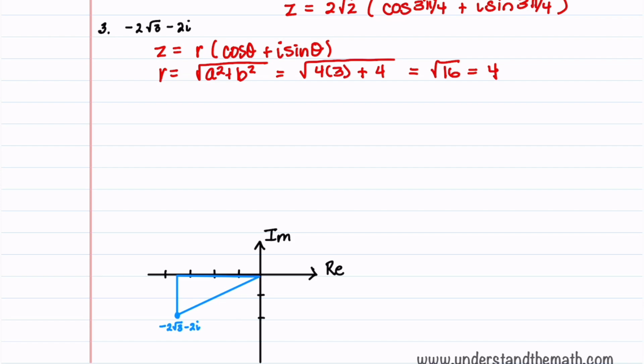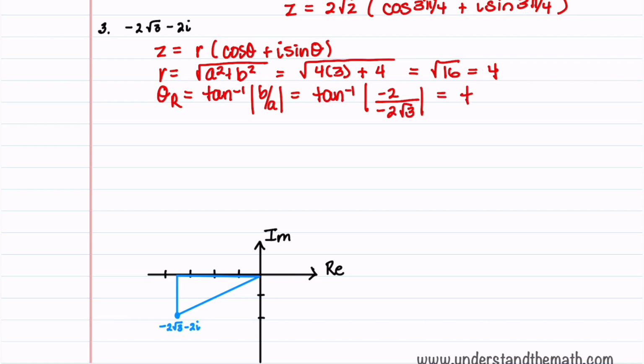Our number is located in the third quadrant. So just like problem 2, we first have to compute our reference angle. So theta sub r is inverse tan of absolute b divided by a. So this is inverse tan of minus 2 divided by minus 2 root 3. This gives us inverse tan of 1 over root 3.